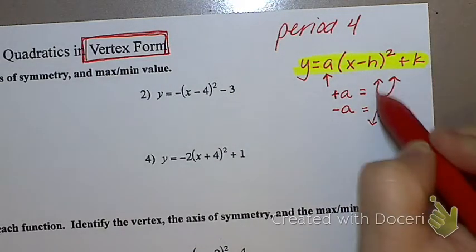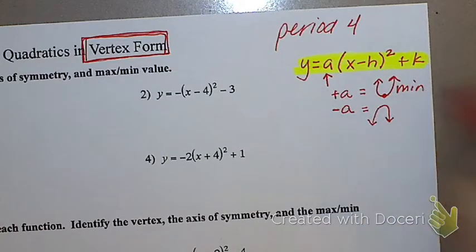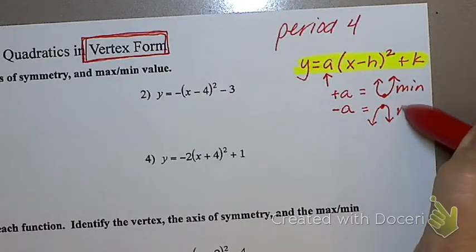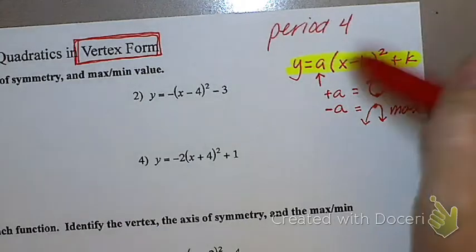A parabola that opens up, the vertex is a minimum. A parabola that opens down, the vertex is a maximum. All that's still the same. What we had going on yesterday was we had a vertex of (0, 0). Now let me tell you about this vertex form.